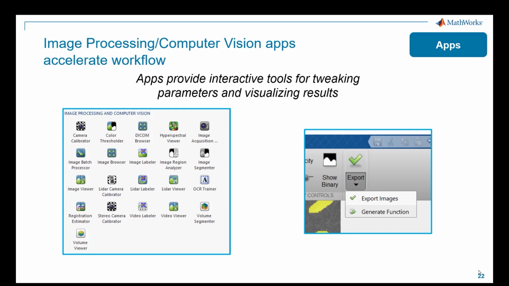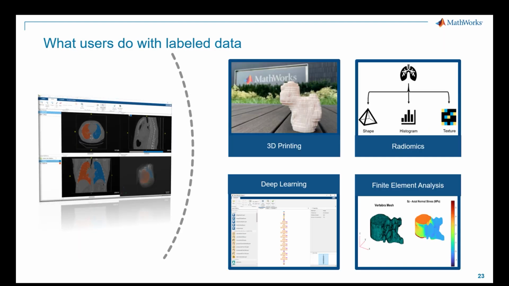So let's finish our discussion today by pointing out once again that there are several apps that extend the functionality of the tools we're working with. I encourage you to browse these apps in the drop-down menu of your MATLAB desktop. All these apps auto-generate code, so they're great tools for interactively solving your image processing challenges. Users do a lot of different things with our tools. In the medical space, for example, customers are using our tools to do 3D printing, radiomics, deep learning, or finite element analysis.